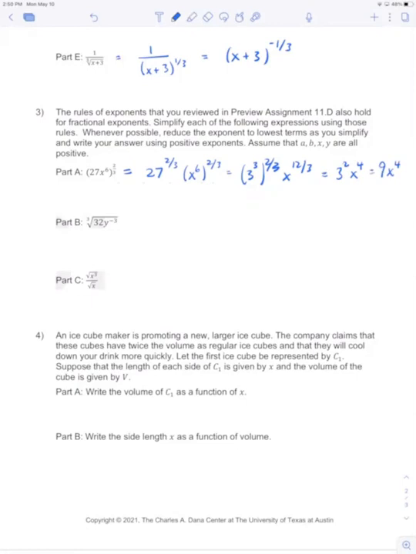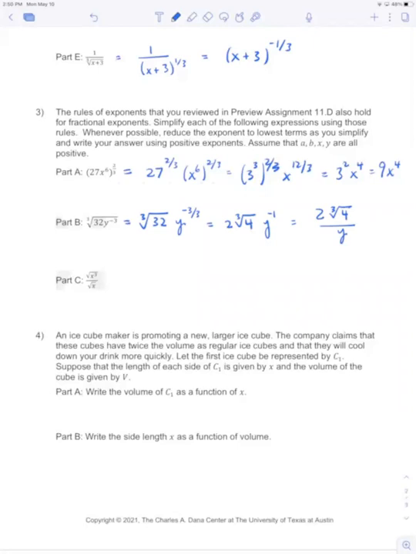Part B, the cube root of 32 times y to the negative 3. So we'll separate this into the cube root of 32 times y to the negative 3/3. If we simplify the cube root of 32, we get 2 times the cube root of 4 times y to the negative 1, and we'll write this as a fraction, 2 times the cube root of 4 over y.